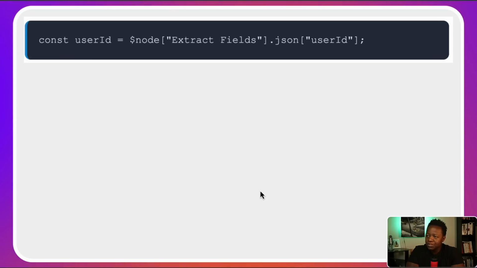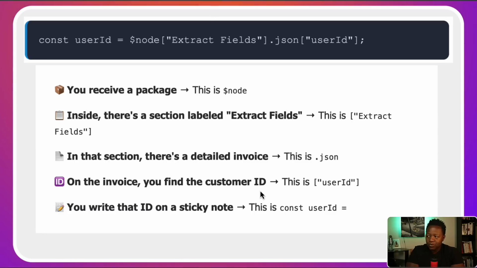Now, continuing, here's another analogy. If we use, for instance, an Amazon analogy, they have packages and they send them out. The first part is that you receive your package. This would be the node itself, the whole package, the whole box. We don't know what's in there, but we're going to go in and find out. Inside the package, we have, let's say, a section or a label that says extract fields. So we go into the box, and we go inside into the extract fields.